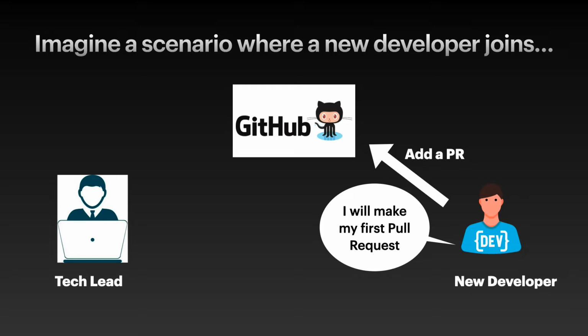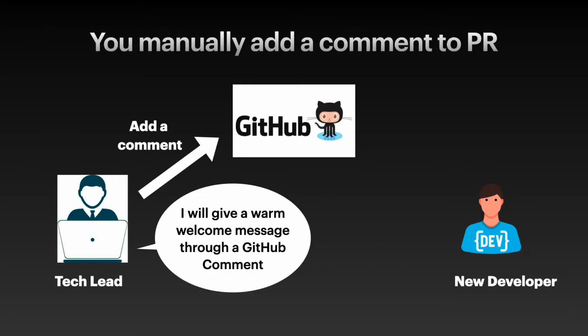You're a tech lead in a company XXX. A new developer named James joined your team. You want to encourage the developer by giving a warm welcoming message for him to make a GitHub pull request, thus committing code. Okay, so you change the GitHub repository settings so you get notification whenever he makes a pull request. So you visit the link to the pull request and manually add a comment there.